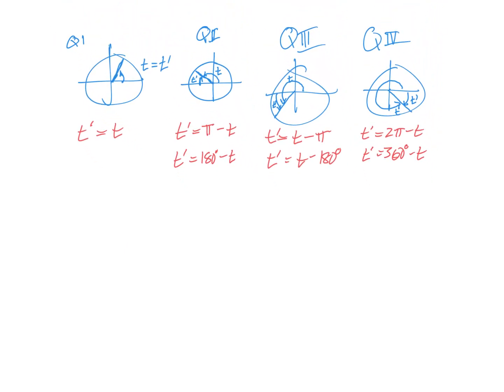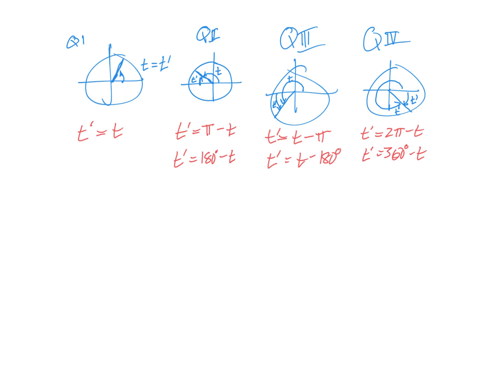So let's go back up for a second. What we did up here was we calculated the reference angle given some angle t. Okay, so we found what t prime was. We could instead calculate the angle t given a reference angle and its quadrant. So basically what we want to do is solve for t given t prime.